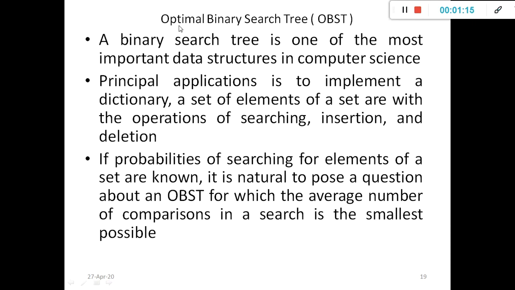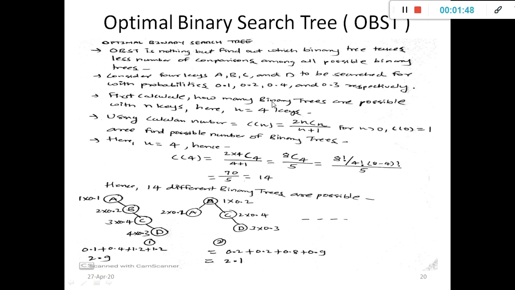Optimal binary search tree is one of the most important data structures in computer science. Its principal application is to implement a dictionary, a set of elements with the operations of searching, insertion and deletion. If the probabilities of searching for the elements of a set are known, it is natural to ask for an optimal binary search tree for which the average number of comparisons in a search is the smallest possible. Then, let us see what an optimal binary search tree is.